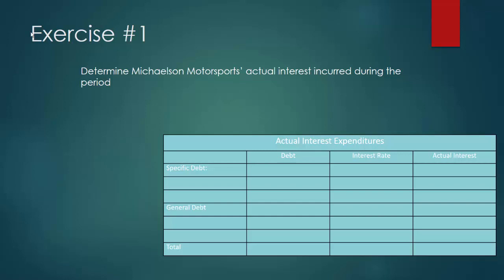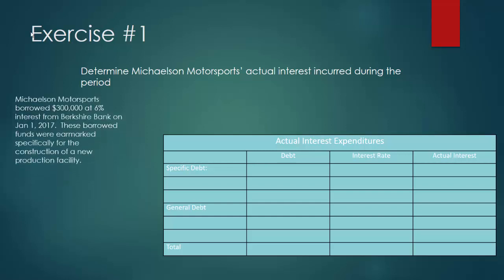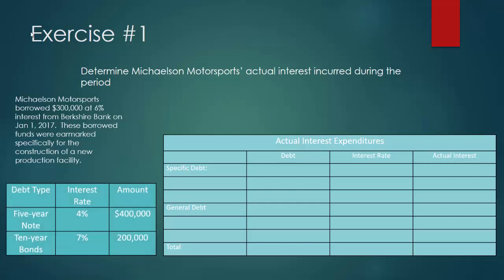Next step, we have to figure out how much actual interest this company incurred during the period. They had that specific purpose loan from Berkshire, $300,000 at 6% interest, and they also had notes payable and bonds payable on their books. That's their general debt. So how much interest in total between these three different things did Michelson accrue or have to pay during the year?